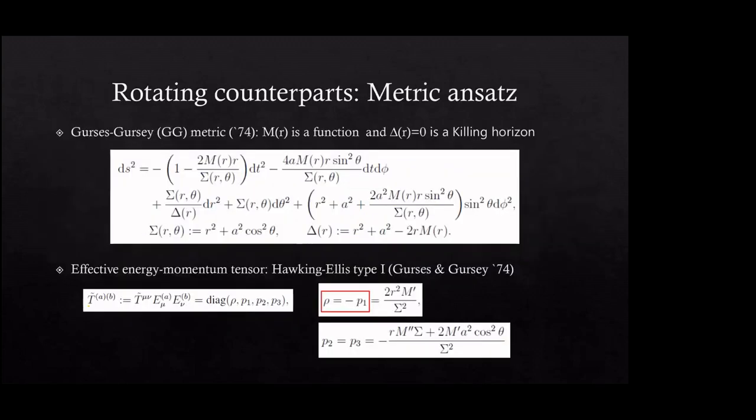To consider the rotating counterparts, I assume one metric ansatz. This metric ansatz was introduced by Gürses and Gürsey back in '74. So this is the metric. This is like a Kerr space-time in Boyer-Lindquist coordinates, but m is not a constant, but a function. And then the effective energy-momentum tensor is again Hawking-Ellis type 1, satisfying the same relation between the energy density and the radial pressure. So I'm going to consider the same mass functions here in the metric.